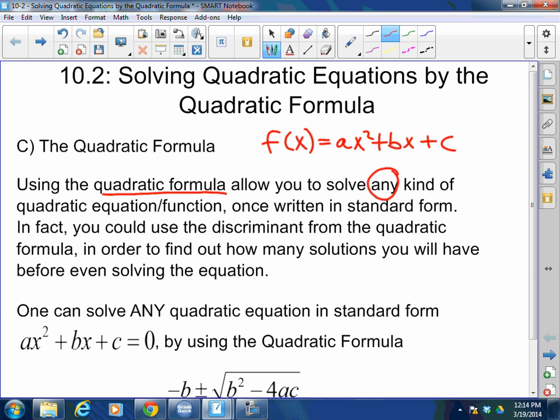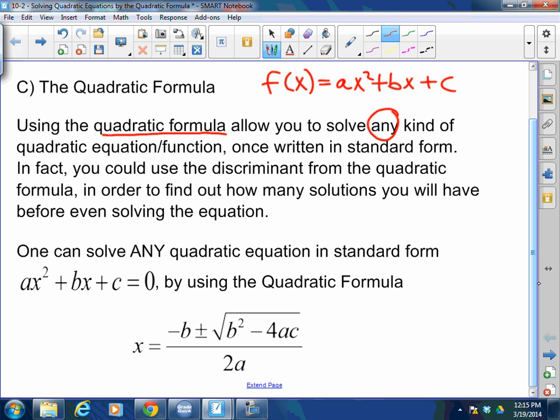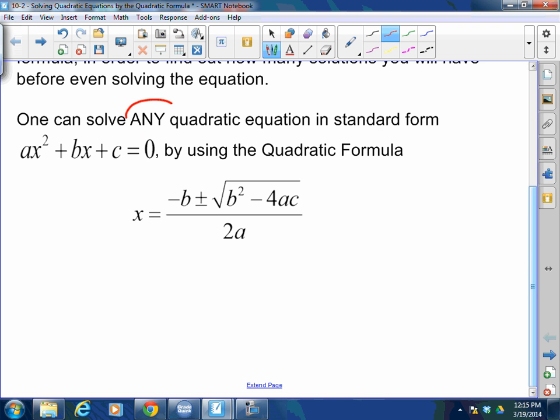In fact, you can use the discriminant, which I will teach you, from the quadratic formula in order to find out how many solutions you will have even before solving the equation. By using the part of the formula that's called a discriminant, you can immediately tell in about 5 seconds, with real simple calculations, if there even is going to be a solution. So pretty awesome formula. One can solve, again, any, and I mean any, quadratic equation in standard form by using the quadratic formula.